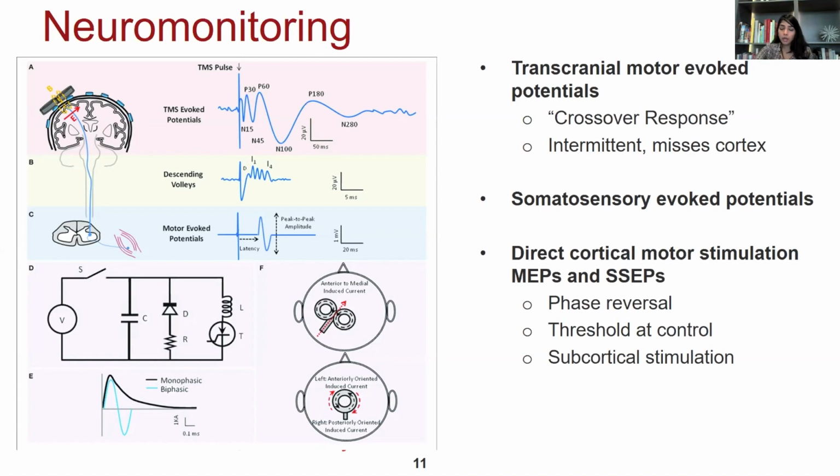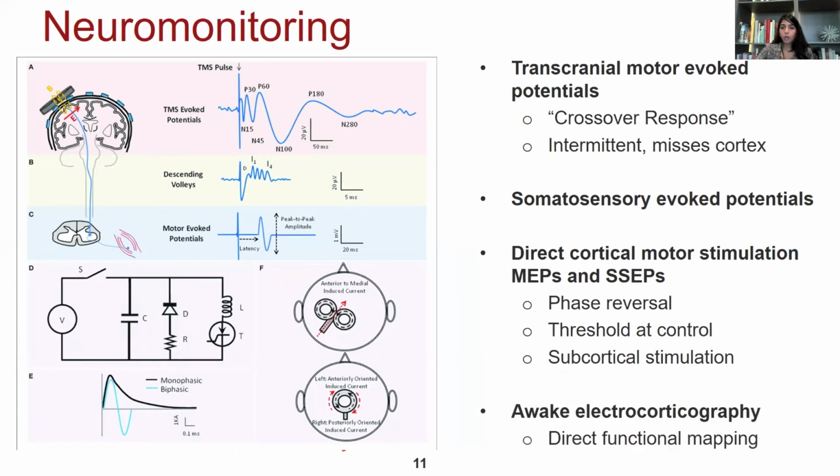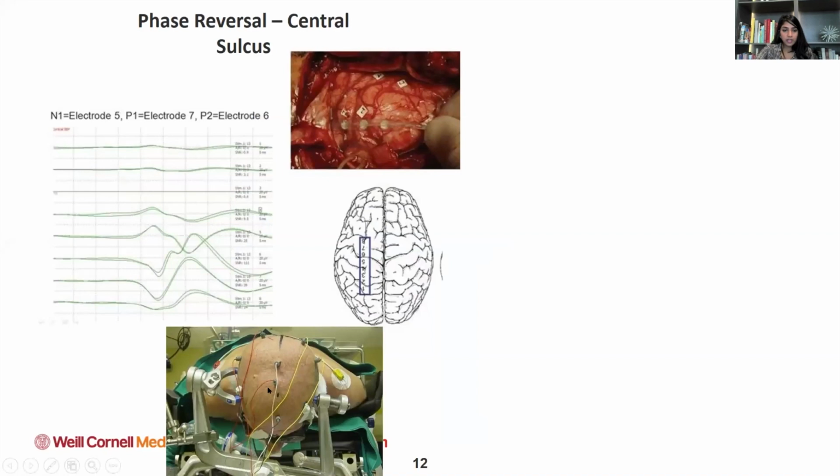And then we can do something we call subcortical stimulation. So we use an electrode and we can stimulate deep in the brain and find those white matter tracts. So that's really helpful. Then there's awake electrocorticography, where we can do direct functional mapping. With someone awake, we can stimulate and test for speech areas, and we can stimulate a motor area and then keep testing their function. And we can really find exactly where the eloquence is. So this is sort of an example of what patients look like. These are the scalp electrodes.